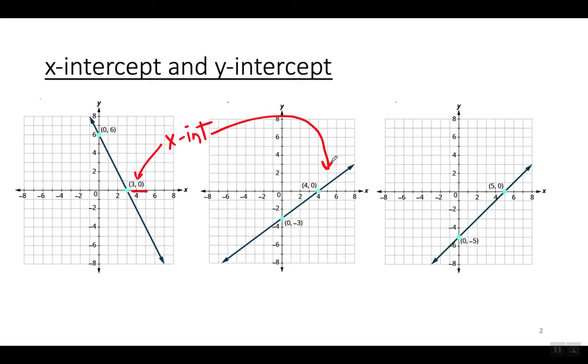All right, same thing here. For the x-intercept, that's where the line crosses the x-axis. The y coordinate is always 0. And same thing right here. All right, so if I'm talking about the x-intercept, I got to make y 0. And if I'm talking about the y-intercept, I got to make x 0. It's always the other letter, excuse me, that you got to make equal to 0.